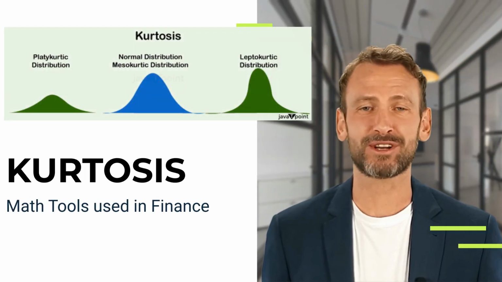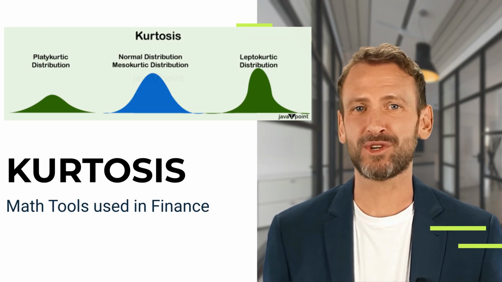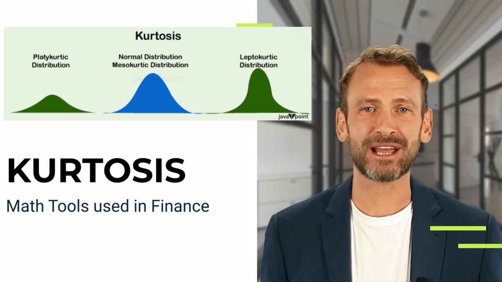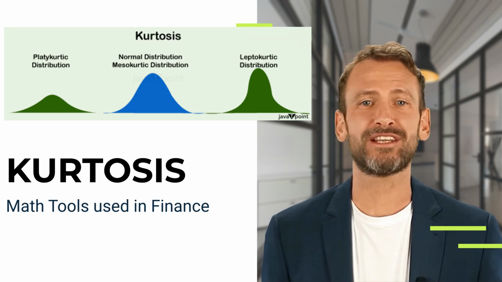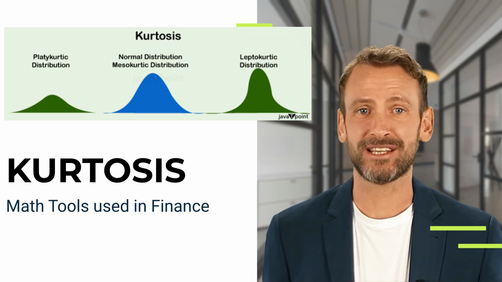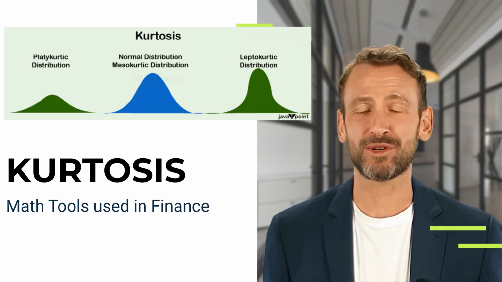Hello, I am Peter, and I will be guiding you through this module on different mathematical tools regularly used in financial analysis. This time, let's talk a little about kurtosis, a statistical measure that describes the shape of the data distribution, or more specifically, the height and width of the tails of the distribution compared to a normal distribution.